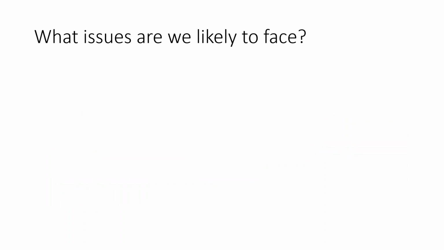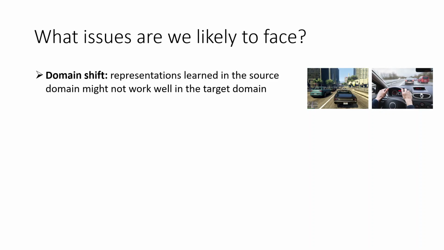So before we do that, let's talk about what issues we're likely to face when we do this. And these are not necessarily issues that are exclusive to reinforcement learning, but they tend to come up in reinforcement learning pretty often from my experience. One issue is domain shift. And this is a fairly obvious one. Basically, representations learned in the source domain might not work well in the target domain. This happens very often if you imagine, for example, learning a task in some kind of simulator that simulates visual observations or other kinds of high-dimensional observations like sounds and so on, and then transferring the resulting policy to some maybe real-world environment where the observations are structurally similar but not exactly the same.